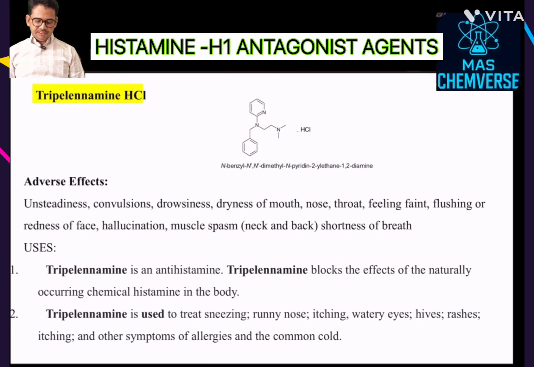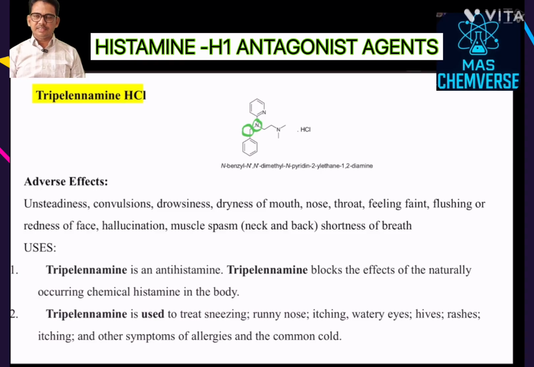Now you can see tripelennamine also has a similar structure, but the difference in this structure is that this methyl group is extra here. It means instead of a phenyl group, here it has a benzyl group. Benzyl group means you can see that. And another thing is that here it has extra nitrogen, triple nitrogen.